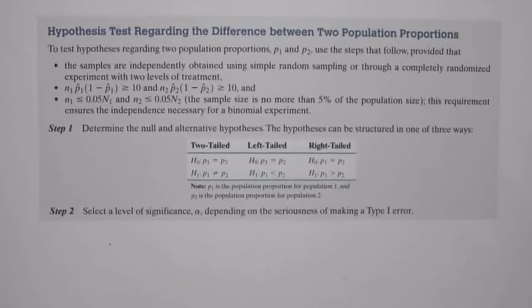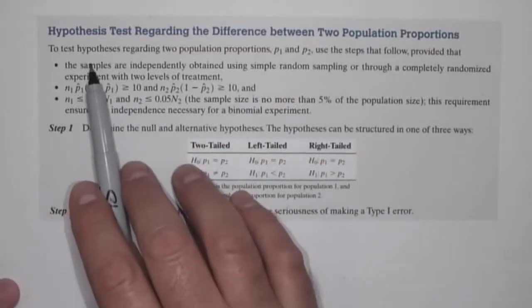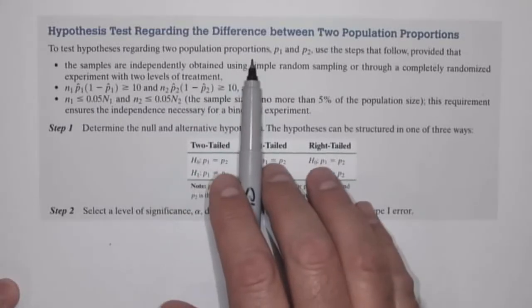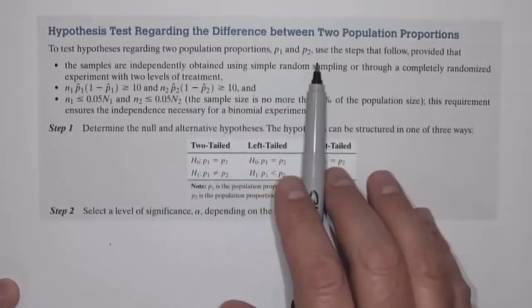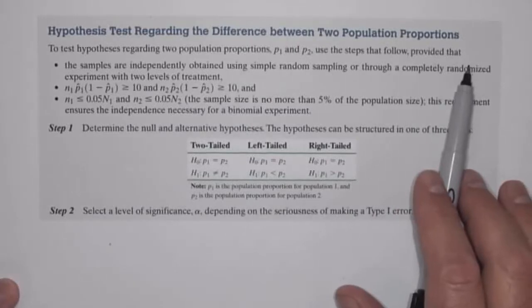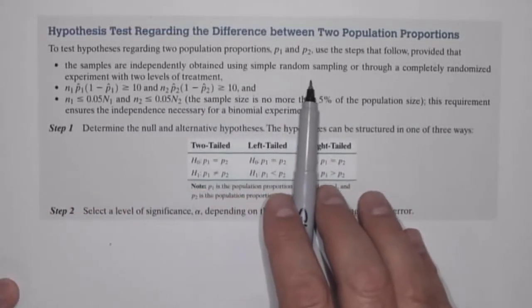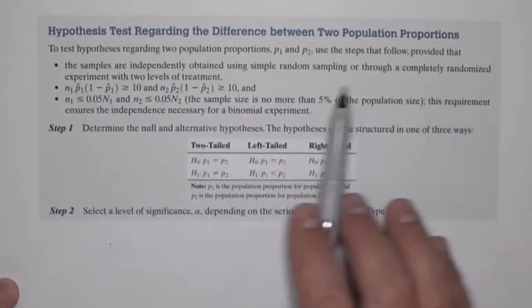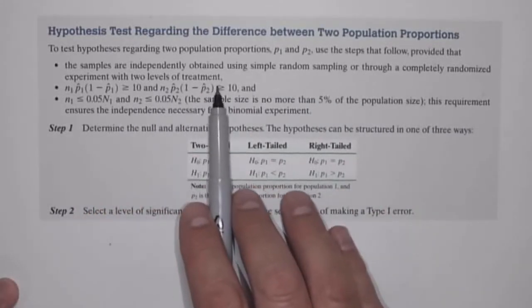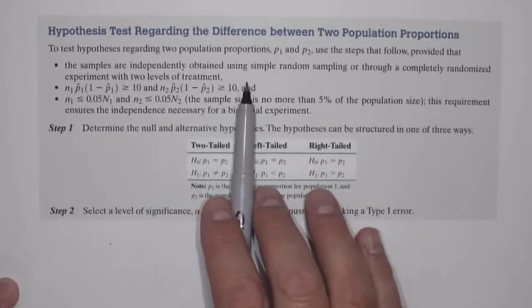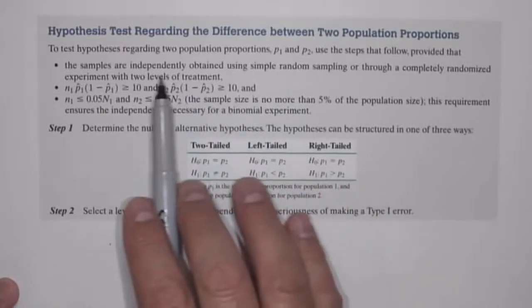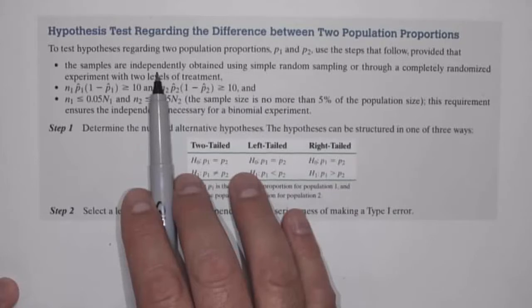In this video, we're going to discuss hypothesis testing regarding the difference between two population proportions. To test hypotheses regarding two population proportions, P1 and P2, use the steps that follow, provided that the samples are independently obtained using simple random sampling or through a completely randomized experiment with two levels of treatment. So there's two things here. We have to have randomness, and the samples have to be independent in order to use this process.